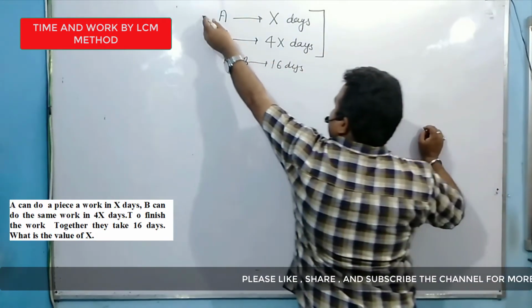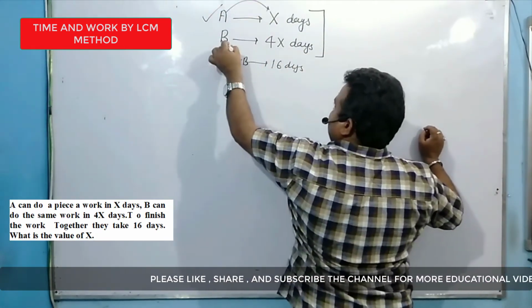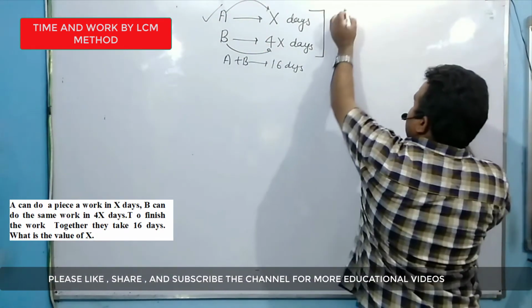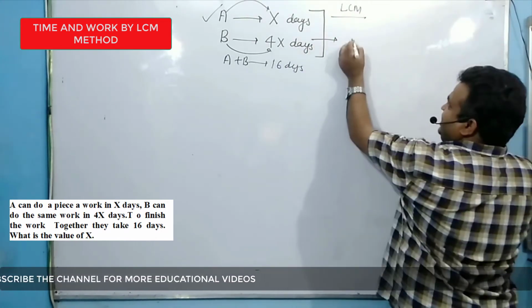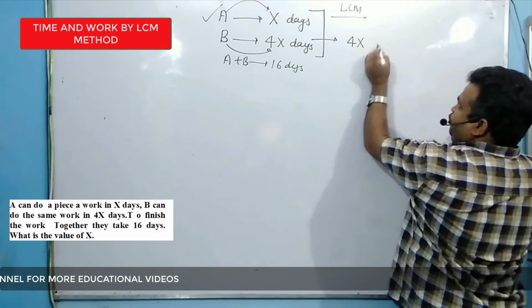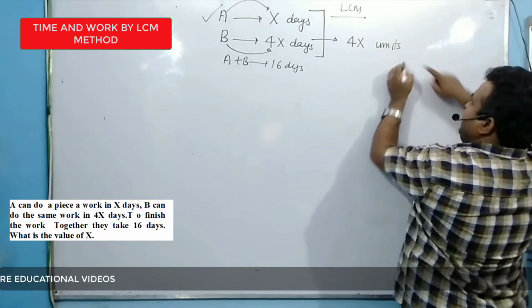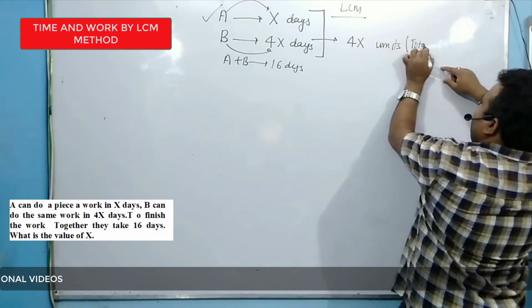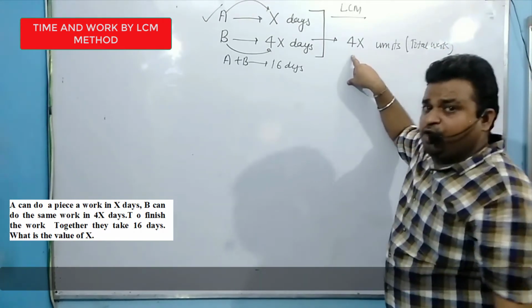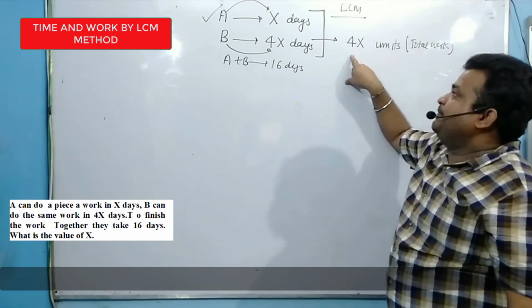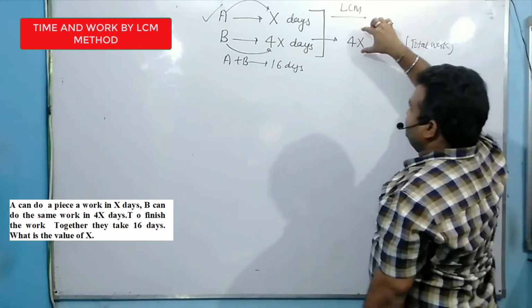So this is mentioned. A can do a piece of work in X days. B can do the same work in 4X days. So what is my LCM of X and 4X? X and 4X का LCM क्या होगा? 4X. This 4X units is my total work. Total work is 4X units which need to be completed by A and B.